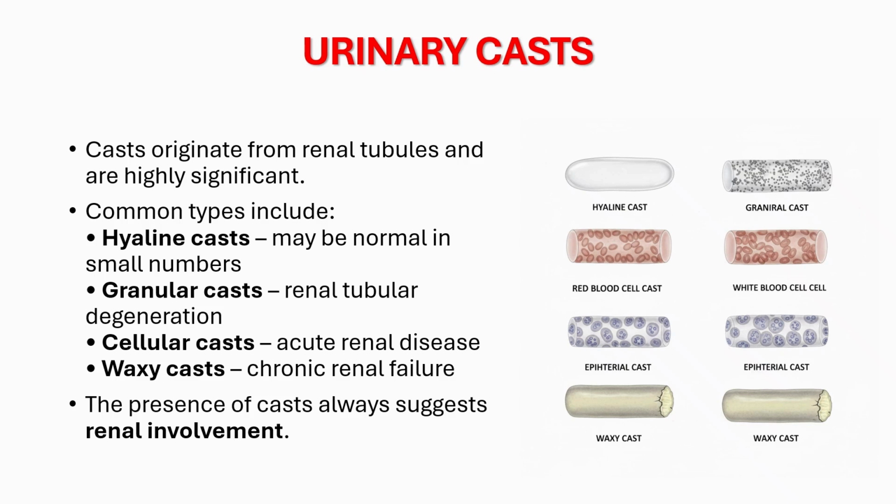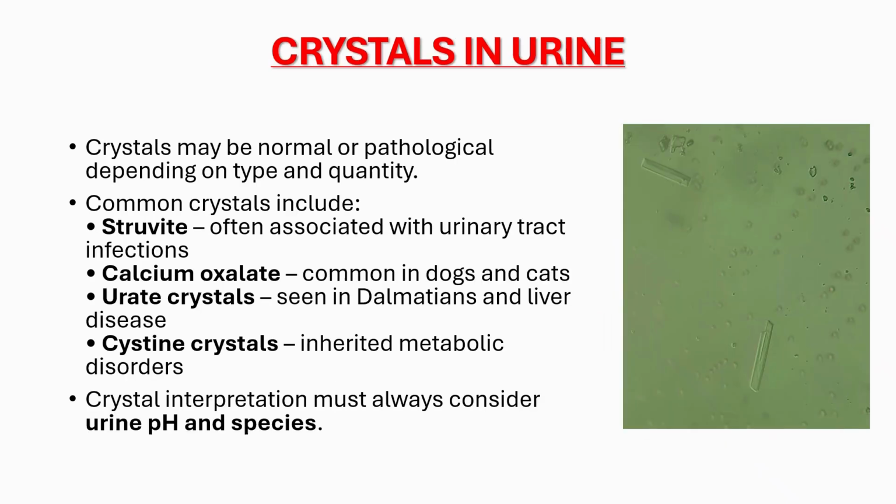Detecting and identifying these casts during urine microscopy provides valuable insight into renal function and helps veterinarians diagnose kidney disorders early and accurately. Next is urinary crystals. Urinary crystals can be either a normal finding or indicators of disease, depending on their type and quantity.